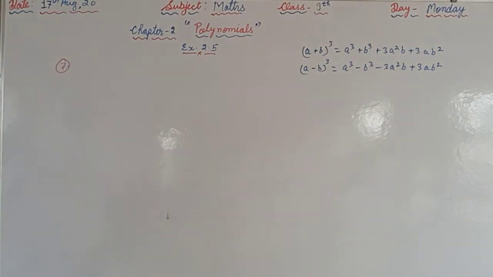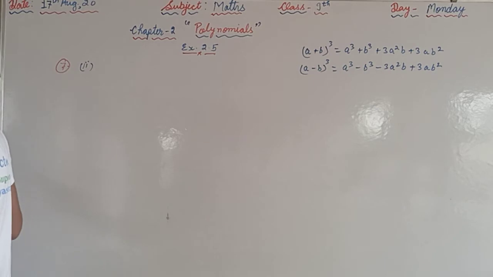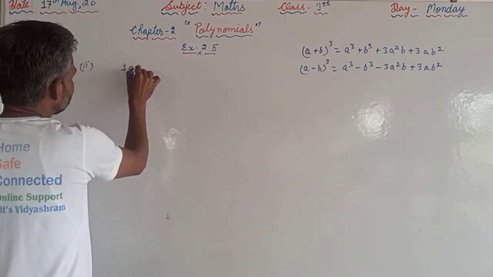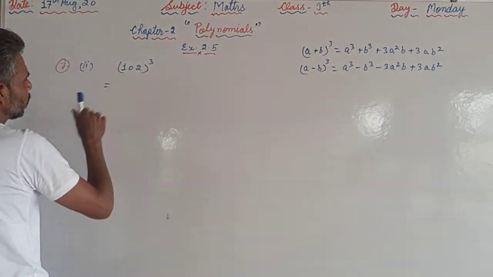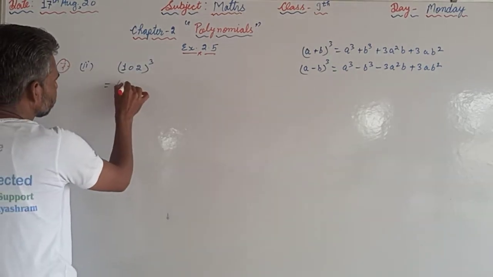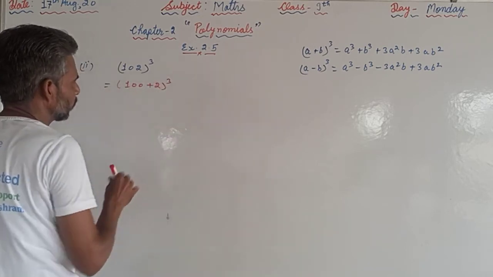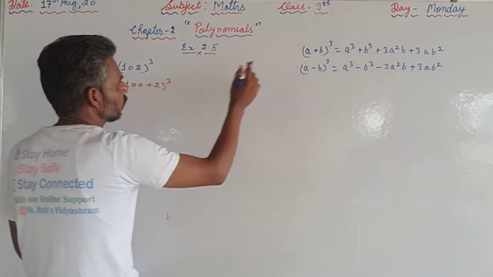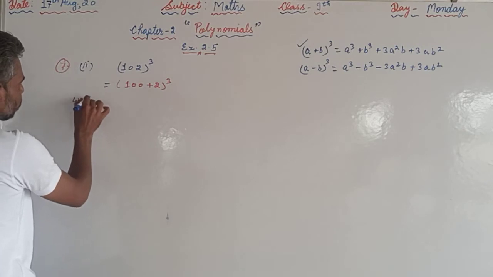That is part second, and in second we are supposed to calculate 102 whole cube. So we can write 102 in the form of (100 plus 2) whole cube. Then we are supposed to select the identity. We are having the plus, so we will select this one.